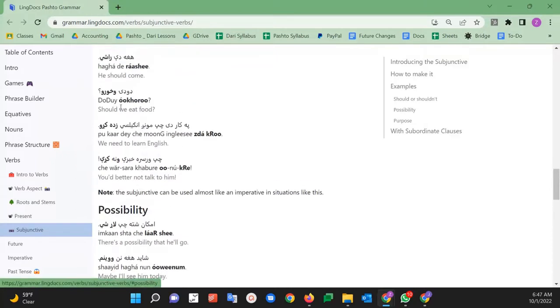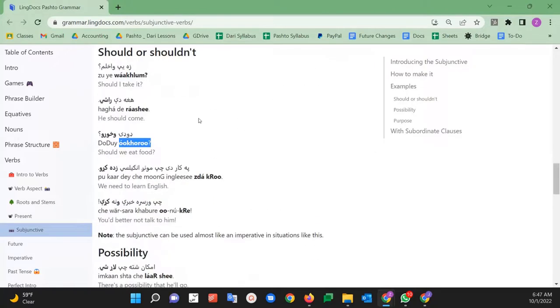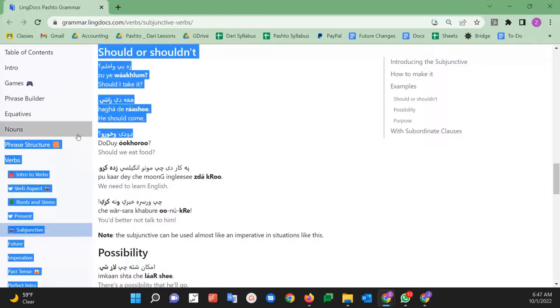Okay, but here's a great one. Dodai wuhuru. So if you say dodai huru, that means we are eating food. If you say dodai wuhuru, it means should we eat food. So just adding the subjunctive form changes the meaning of the sentence from we are eating to should we eat. Most of the time, from my experience, when the subjunctive form is used like this, it's often used to ask, should we do something? Should I do this? Should I not do this? So it's often used in a question form.